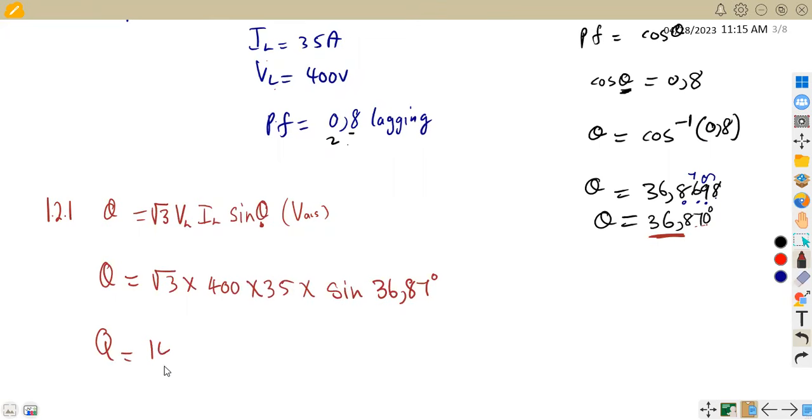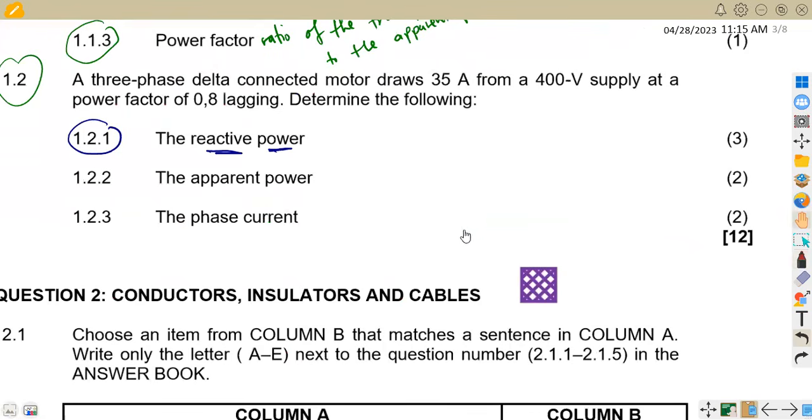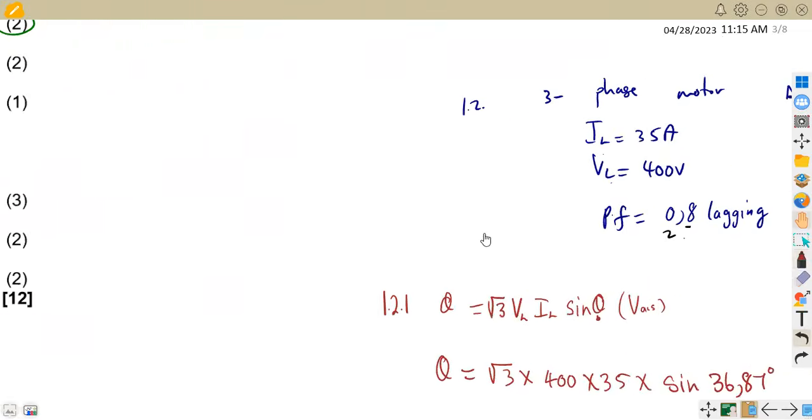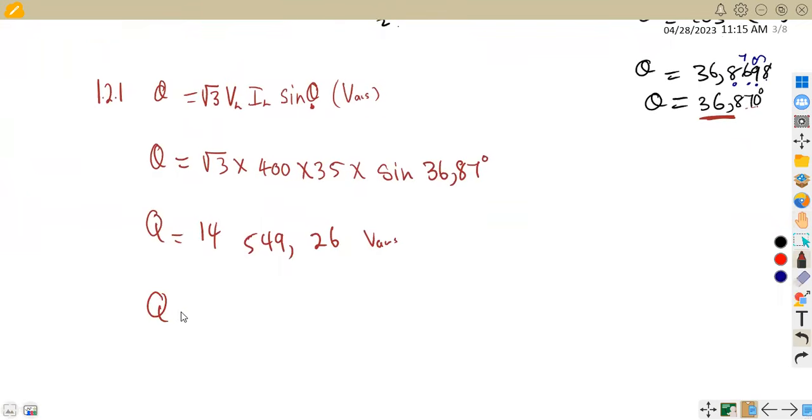We are going to obtain 14549.26, something like that, which is measured in vars. We are not given any specific unit, we are just asked to calculate reactive power. So we can leave our answer like this, or we can convert to kilovars. To convert to kilo, we divide by 1000, so it is going to be 14.549. The 9 is not changed by the digits after it, so it is going to be 14.549 kilovars. These are the units for reactive power.